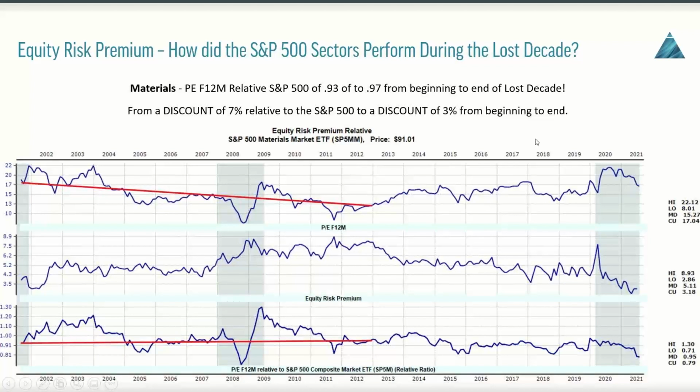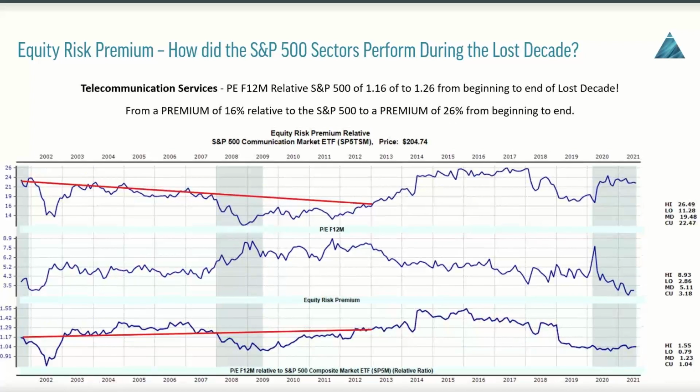Okay, we move on to materials. Again, just like industrials, not a whole lot changed, right? Beginning of the lost decade, we were at a 7% discount, and by the time we ended the lost decade, we were only at a 3% discount. So not a huge change. Telecommunications Services was actually a winner. We started at a 16% premium and we ended up at a 26% premium, even though that PE multiple did contract.